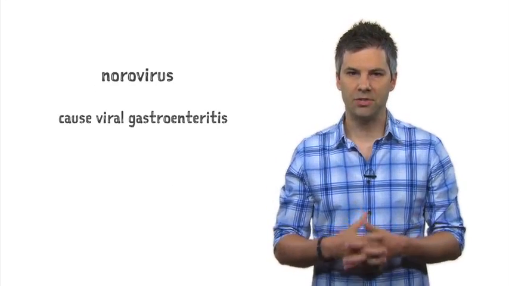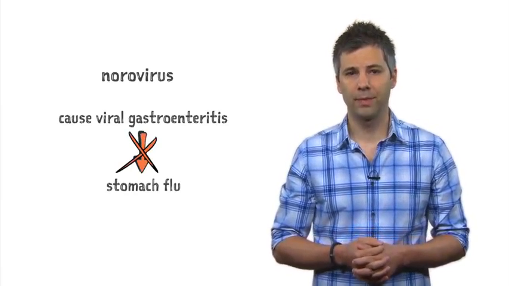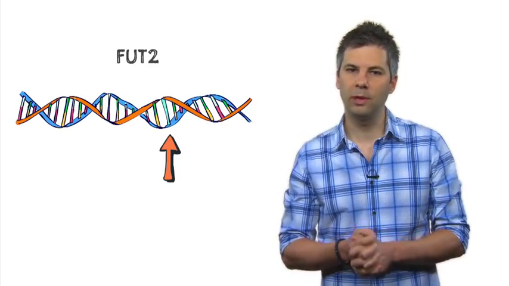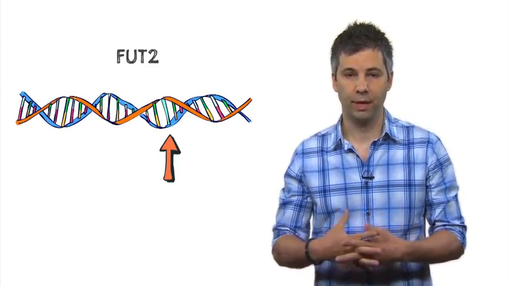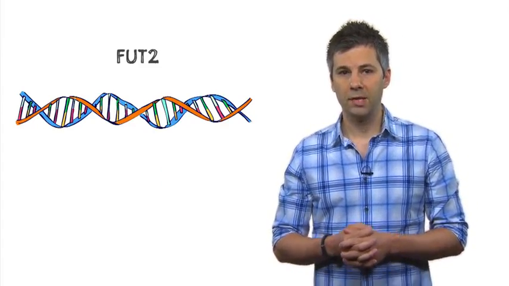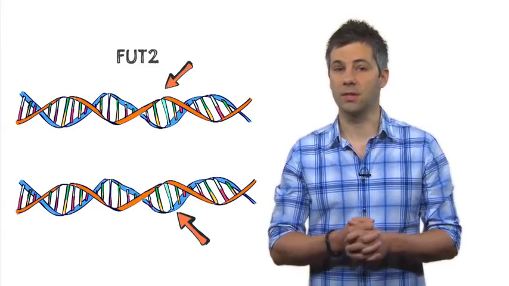Another intriguing example is resistance to norovirus. Norovirus infections cause viral gastroenteritis, which is often and mistakenly called stomach flu. It's highly contagious and very unpleasant, with abdominal pain, vomiting, and diarrhea as typical symptoms. There's a gene called FUT2, and it's again a single nucleotide change on that gene that affects your resistance to the most common strains of norovirus. In this particular case, you need the mutation on both copies of the gene to be resistant.